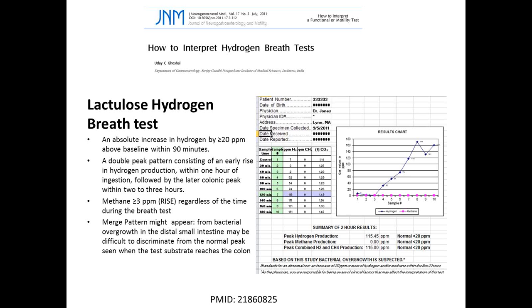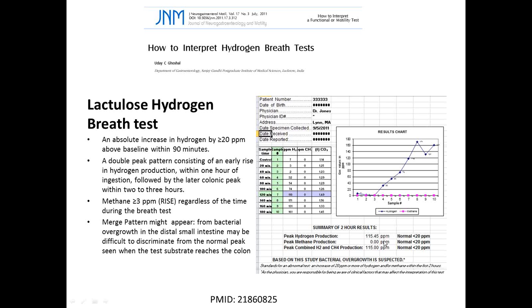The standard is that an absolute increase in hydrogen by 20 parts per million above baseline within 90 minutes is considered a positive hydrogen lactulose breath test. So the hallmark of the pattern would be this really nice double peak scenario where the bacteria is overgrowing, and at the 7.5 minute mark, we see a spike, and then another spike. So this last spike indicates where the solution has reached the colon, and this spike here indicates that we're still in the small intestine. Normally that would not happen in a sterile small intestine.